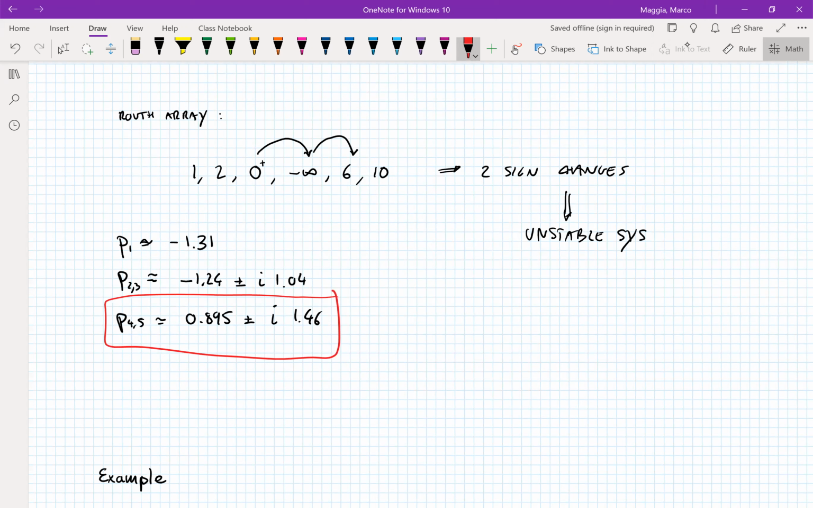These are the two infamous poles that correspond to those two sign changes. Let's take a look at another example.